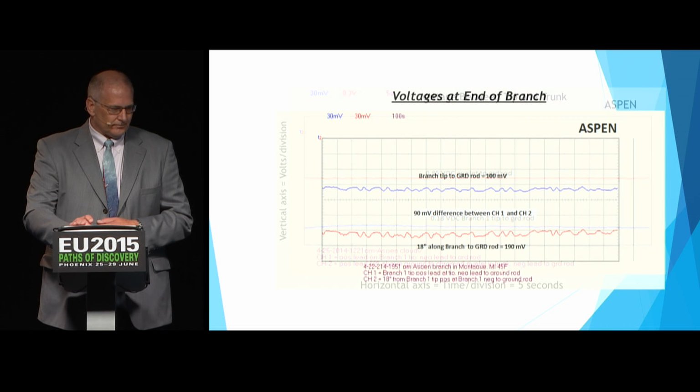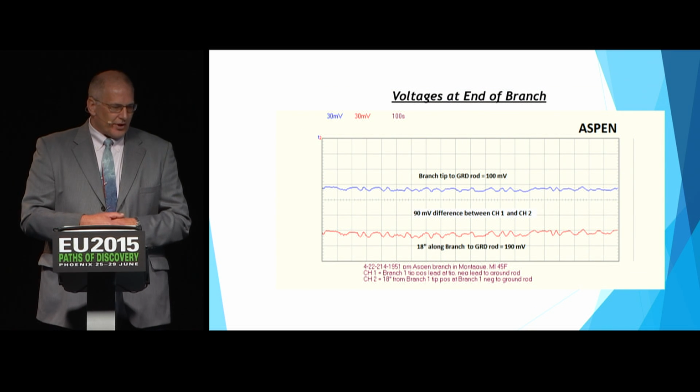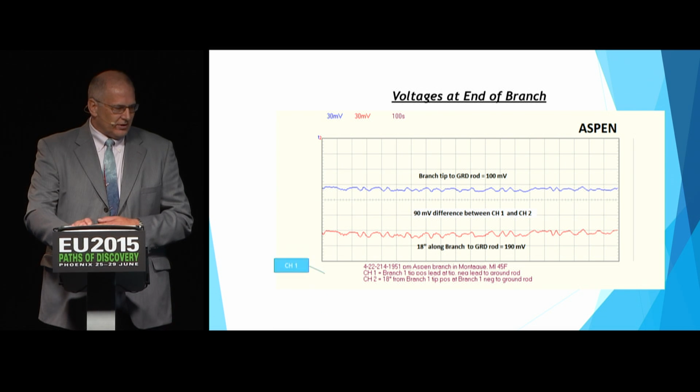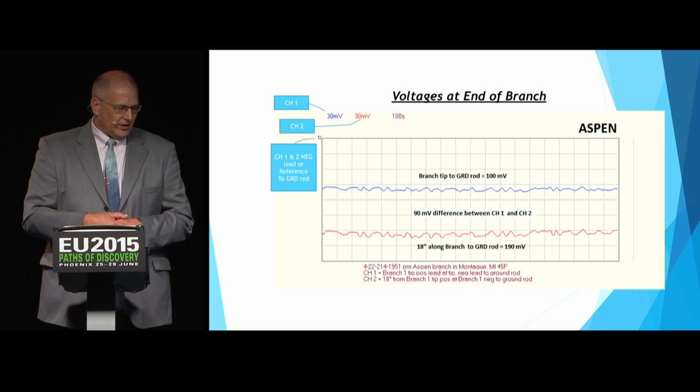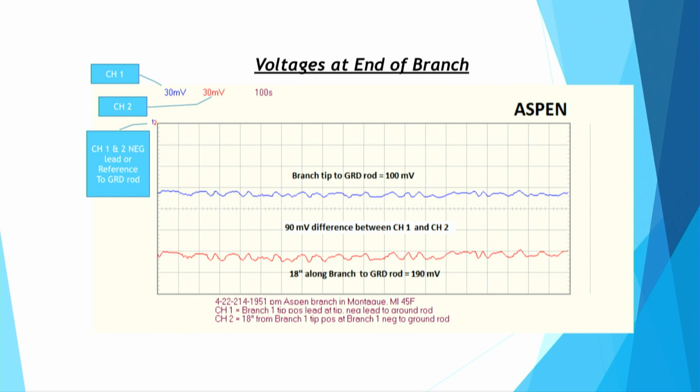Here's another recording of the voltages, but channel one is still at the branch tip, and channel two is 18 inches along the branch. You can see channel one is in blue, 30 millivolts per division. Channel two is red, same volts per division. The reference lead is the top axis. So again, it's negative voltages. And the difference is 90 millivolts, and I use that 90 millivolts in later calculations.